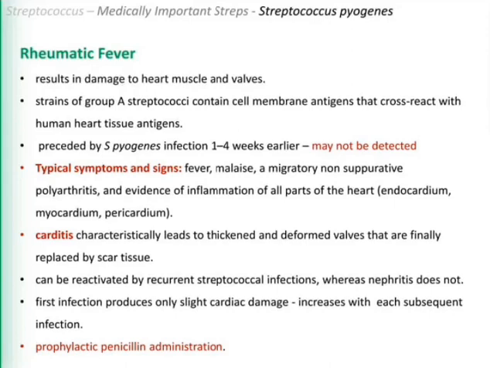Rheumatic fever can be reactivated by recurrent streptococcal infection, whereas nephritis cannot. The first infection produces only slight cardiac damage, which increases with each subsequent infection. Prophylactic penicillin administration is given.